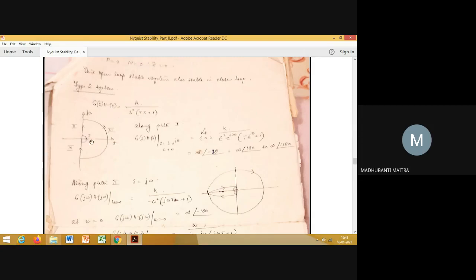And by this time we know that along this path the value of S is equal to epsilon e to the power j theta, where theta is varying from minus pi by 2 to 0 to plus pi by 2. So along this path, GSHS is equal to K by S square, S equal to epsilon e to the power j theta, and epsilon is tending towards 0, as it's a very small indentation. Can you see this? Is it legible? Yes, ma'am. So limit epsilon tending towards 0, k by epsilon square e to the power j2 theta, because of this square term, into T epsilon e to the power j theta plus 1.